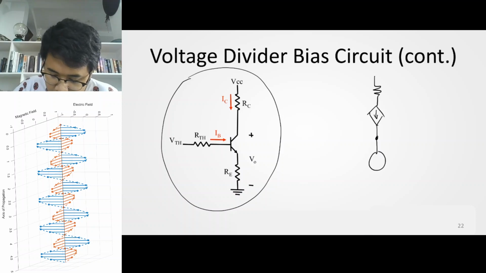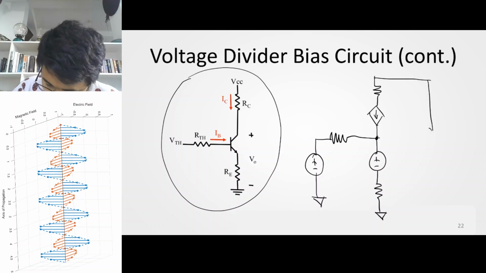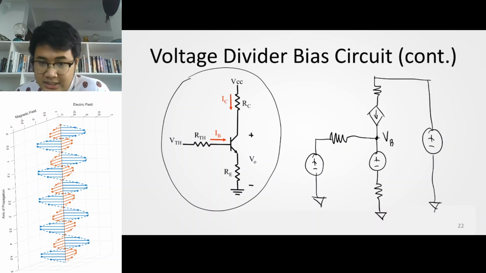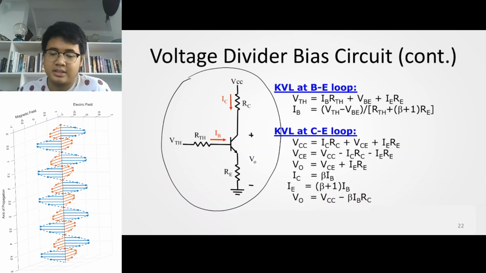So that's what you see on the screen now on the right. There you go. And with this, you only have one node of interest here. We'll call it VB, which is the potential at the base. You do that, you'll still get the same answer as if you solve the circuit using KVL and KCL. So again, it depends on what you are comfortable with. So find a comfort zone, right? And you can do that by practicing a lot.